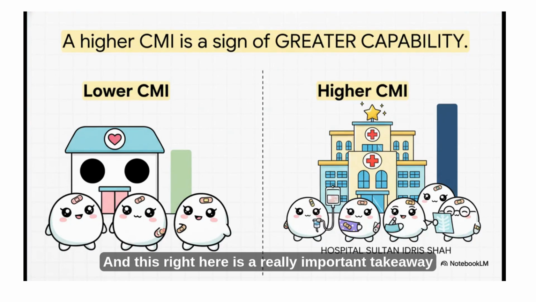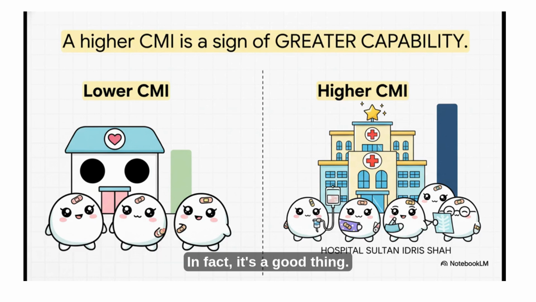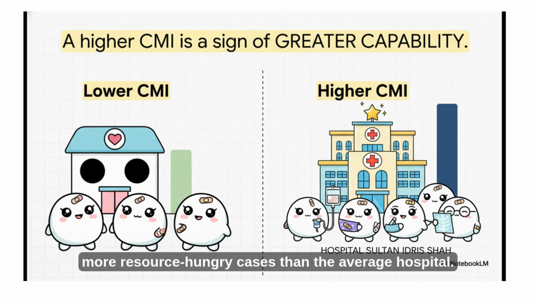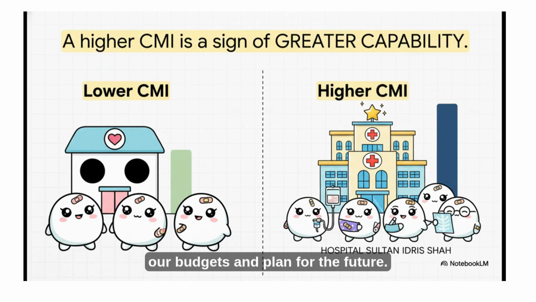And this right here is a really important takeaway for all of us at Hospital Sultan Idris Shah. A high Casemix Index, that's not a bad thing at all. In fact, it's a good thing. It's the hard data, the proof, that we are handling more complex, more resource-hungry cases than the average hospital. This number is absolutely vital when we need to justify our budgets and plan for the future.